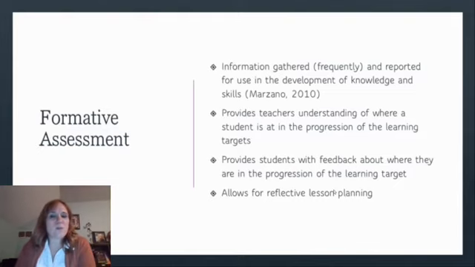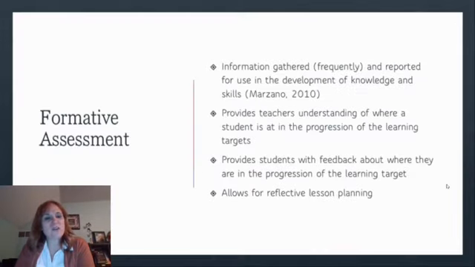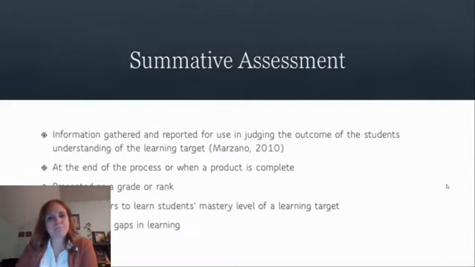And it can really help to determine positive instructional strategies if we kind of report that out, document it, look at it, dive into it in our PLCs. So formative assessment also provides teachers that understanding of where a student is in that progression and learning target. And it provides students with feedback about where they are in that progression. So that student feedback is important. We're going to make sure that students understand where they are in that formative assessment. So it also allows for that reflective lesson planning.